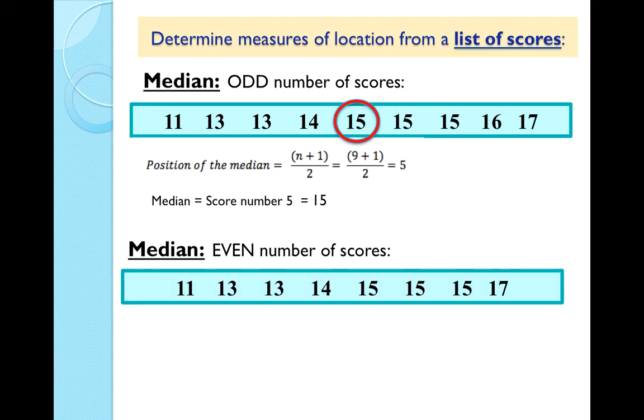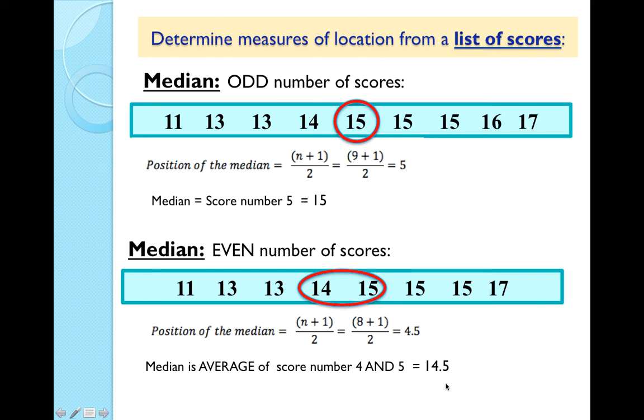If we have an even number of scores, we determine the position of the score in the same way. 8 plus 1 is 9, divided by 2 is 4.5. So the median will be the scores on either side of position 4.5. So score number 4 plus score number 5, divided by 2, gives us 14.5.